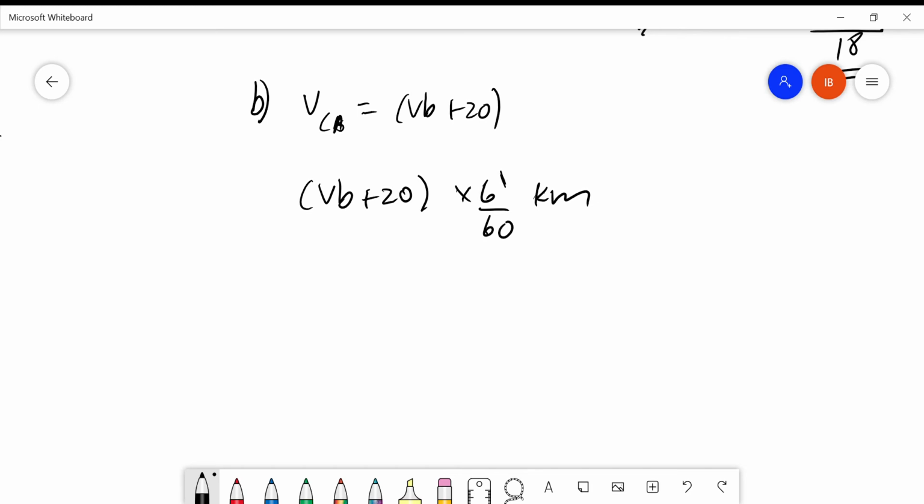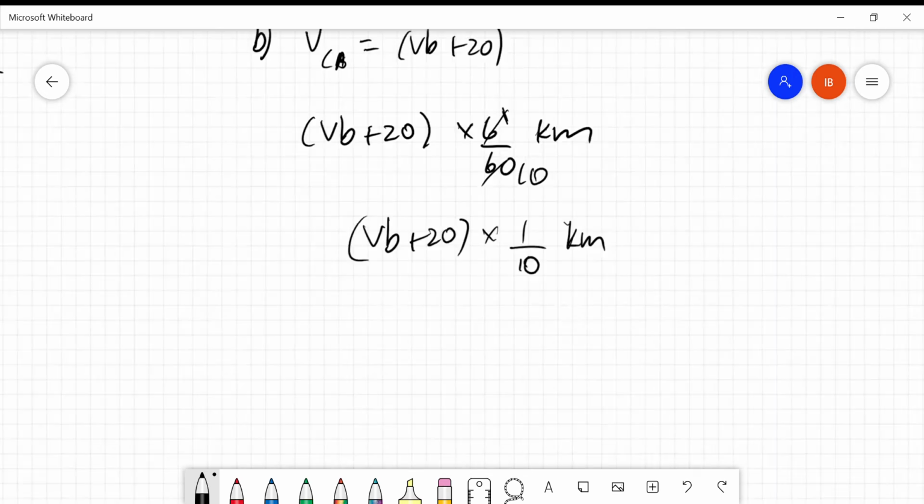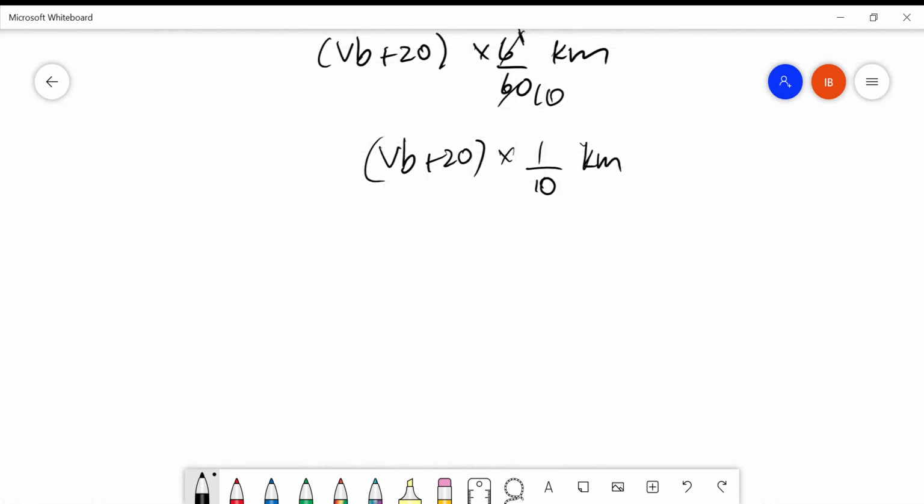Since this is the time and this is per minute, this will become 10. So this will become VB plus 20 into 1 by 10 kilometer. Now distance traveled by bus in t minutes is VB into t by 60.